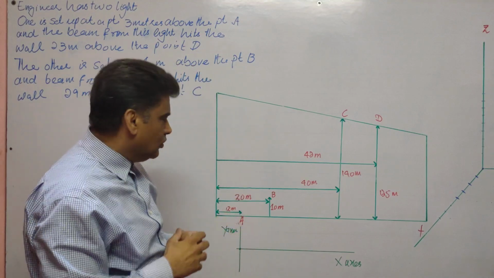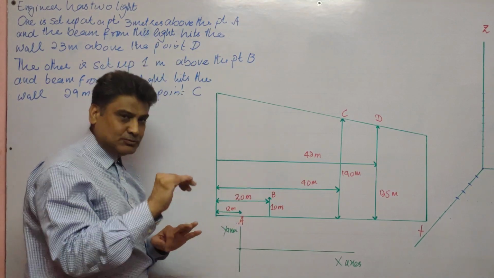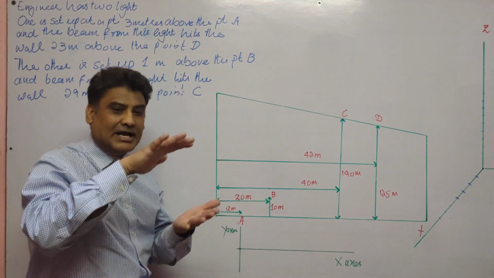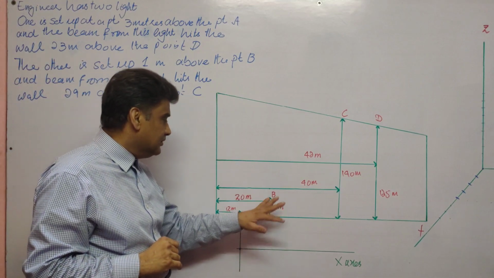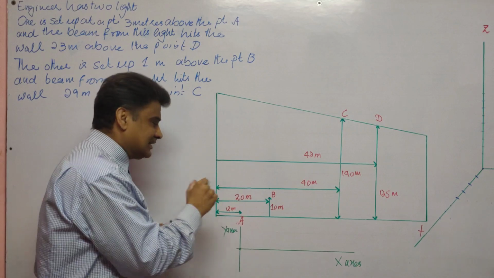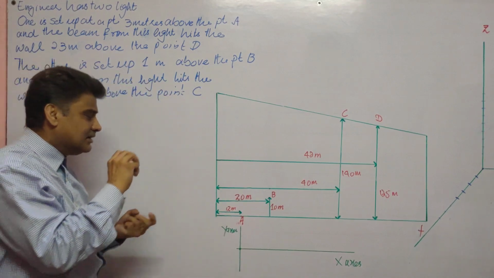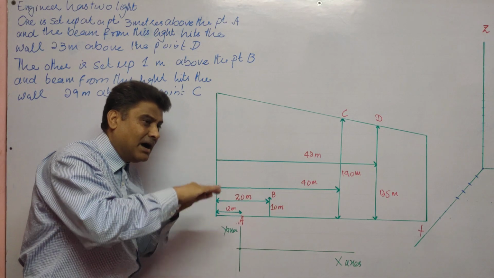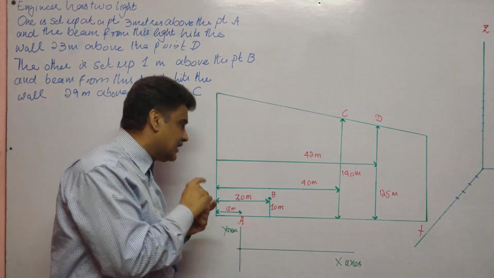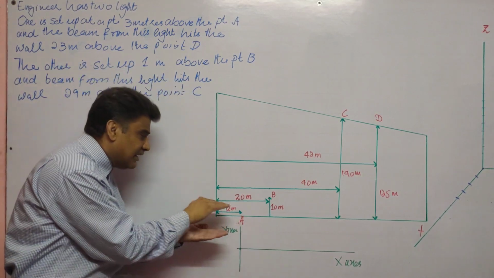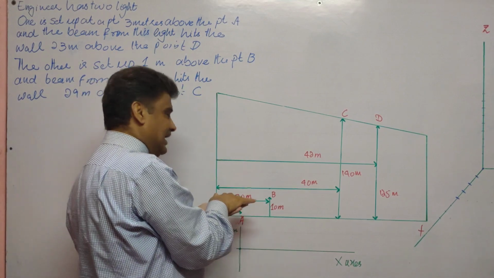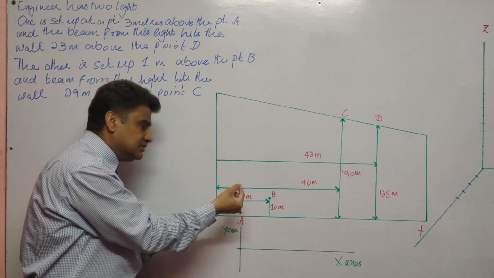As I have told you, the coordinates of point A and point B lie in the XY plane, where the engineer set up the first light 1 meter above the point A. For example, we say that the engineer set up the first light at point A prime, which is 3 meters above the point A, and we denote that point by A prime.